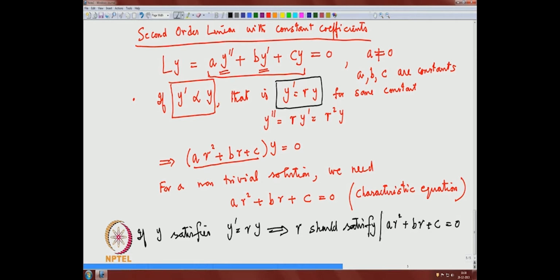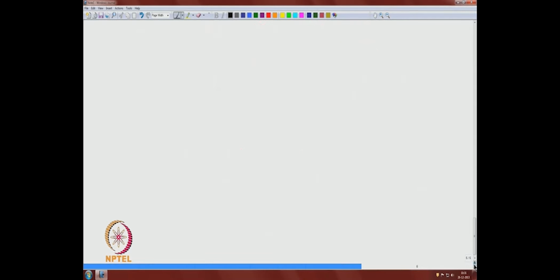That is why we always study the characteristic equation with constant coefficients. The moment a r square plus b r plus c equal to 0 has a solution, and you look for a solution of this form, that will be a solution to your second order equation. So, what are the solutions to this equation y prime equal to r? That is the reason.